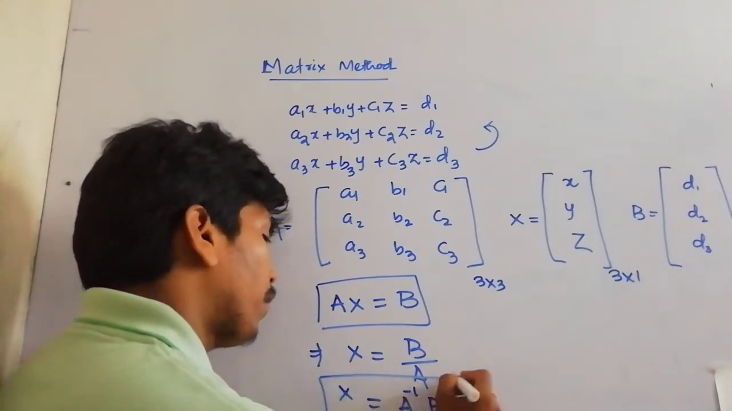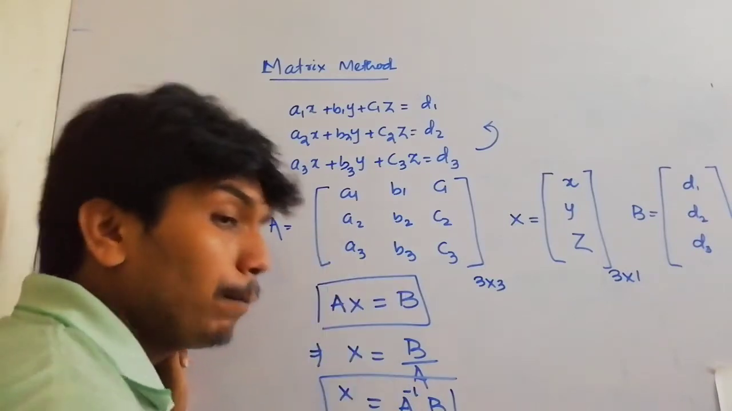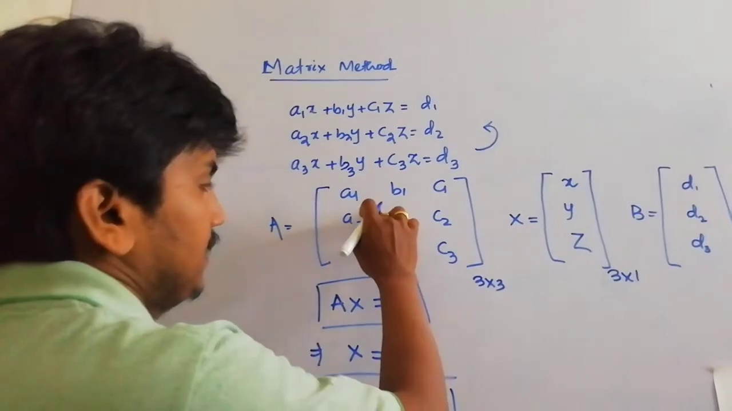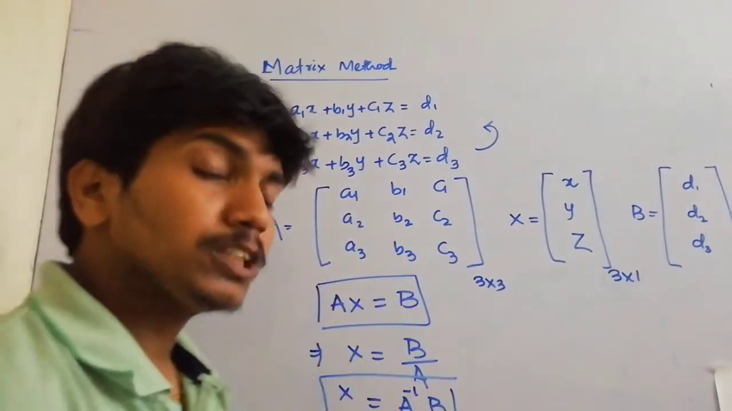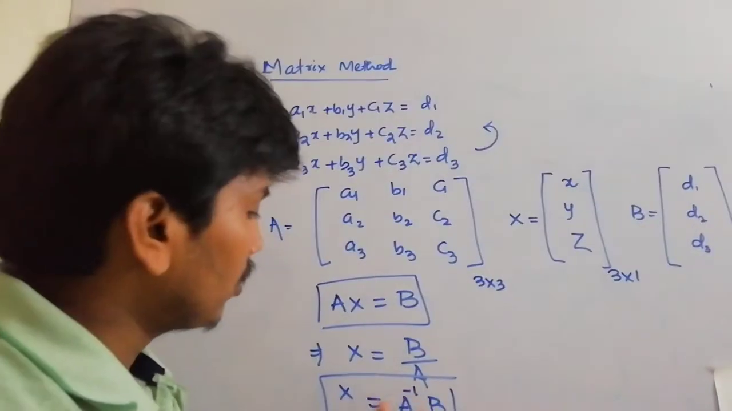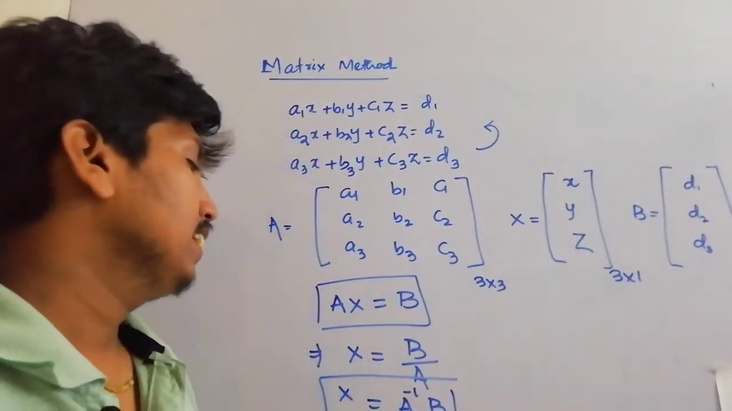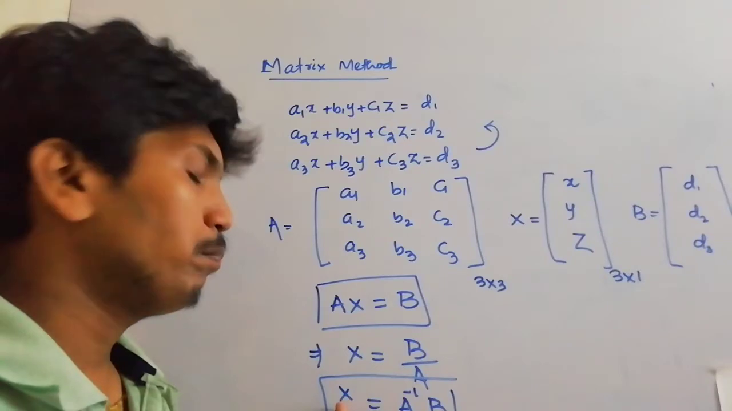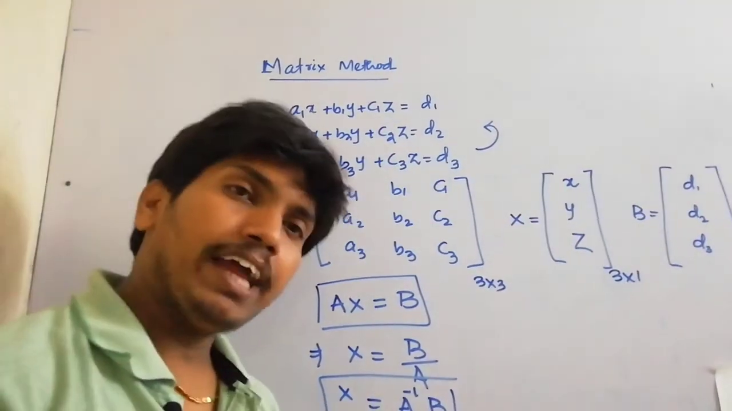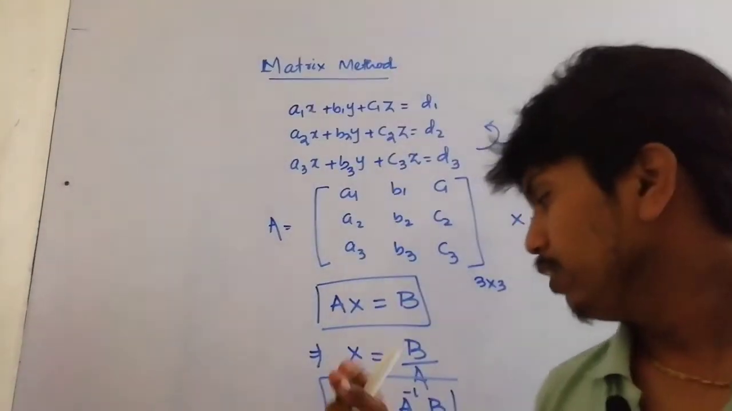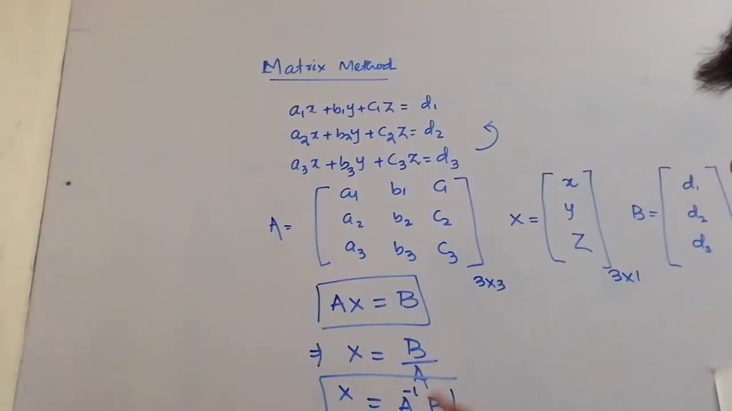So how can you find out the value of X? First you have to find out the inverse of this matrix. If you find out the inverse of this matrix, then you multiply it with B and get a matrix, and compare with X, then you find out the values of x, y and z. Look, you have to multiply here A inverse B.